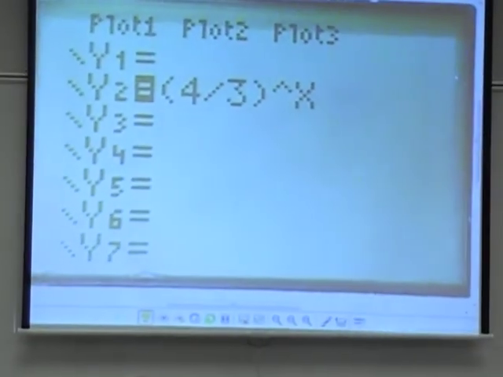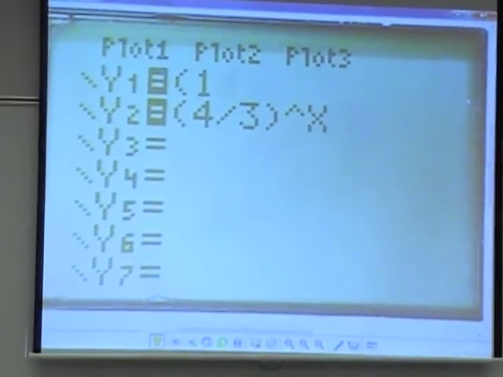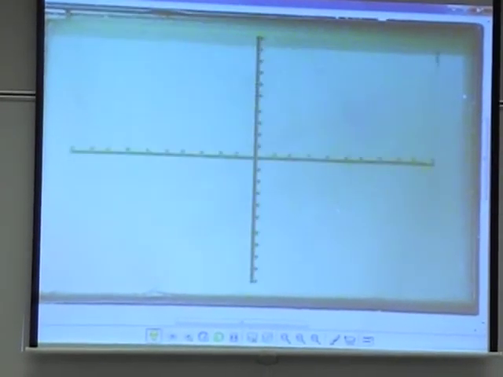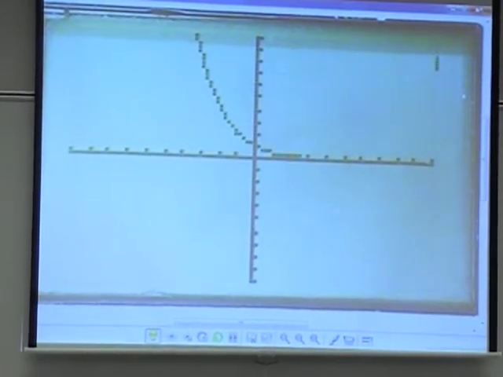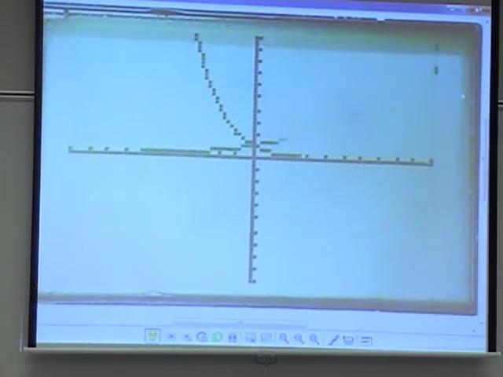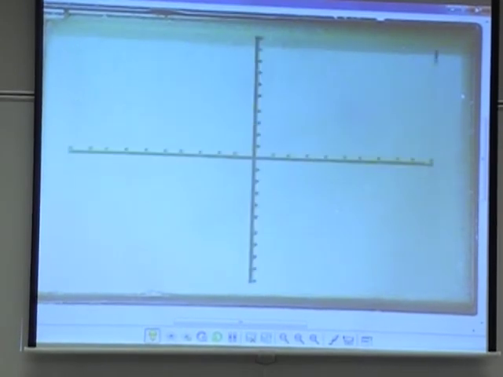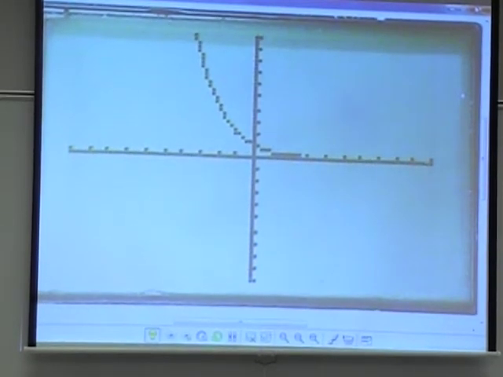So we have 1 over 2 to the x. Graph it. Alright, so there's 1 over 2 to the x. Notice it goes through the y-axis at 1. Why is that? If it goes through the y-axis, what is x? 0. If it's going through the y-axis, x is 0.